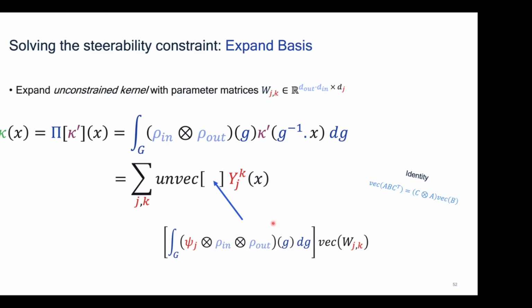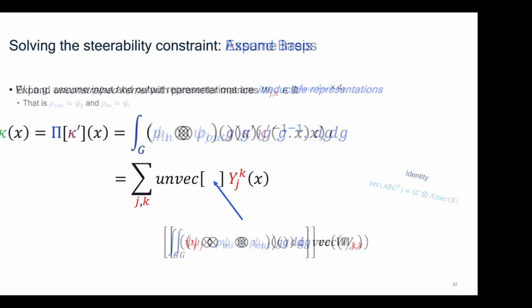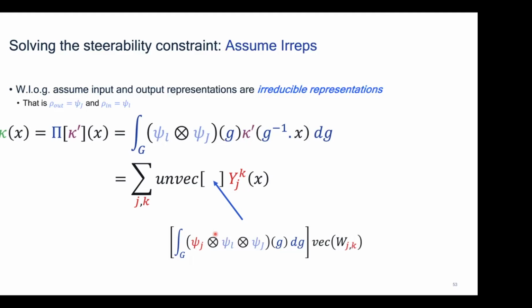Now we have only one place where the group appears, and it's inside the integral. The drawback is that this looks like a very complex representation, but we can simplify things a little bit without loss of generality. We assume that actually the input and output representations are irreps, just because this way I can index them with some frequency index. So now we have to work with the frequency L, big J, small j, just for notation.